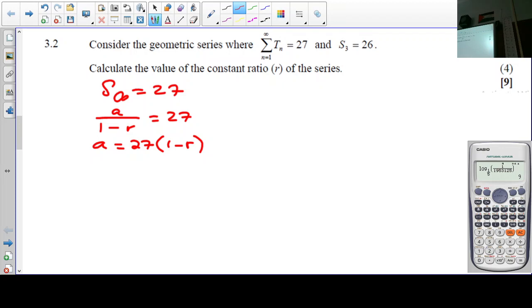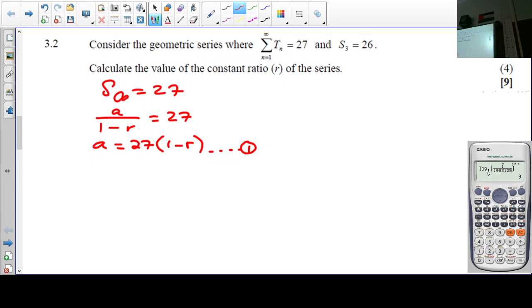There are 2 unknowns, and we'll go into simultaneous equations. So already I'm preparing the equation for simultaneous. A is the subject of the formula, and this is equation 1. I can multiply 27 out, but I don't know how the other side is going to look yet. Okay? So that's equation 1.